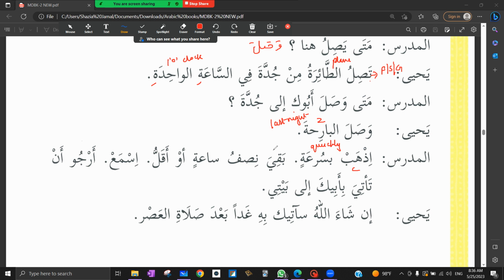Quickly. Baqiya means it remains. Baqiya comes from baqa. This is also a verb, but with a weak letter at the end. So we will also learn about this verb. Nisfu sa'atin means half an hour, or aqallu, or less than that. Aqallu is from ism tafdil. Ismah and arju. Ismah arju. And ta'tiya bika ila baiti.